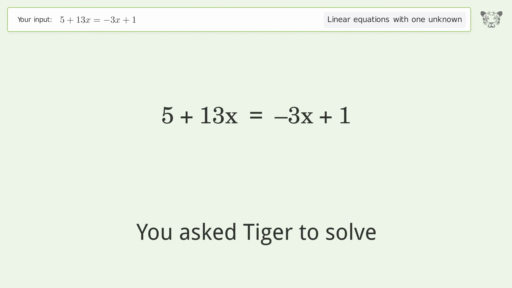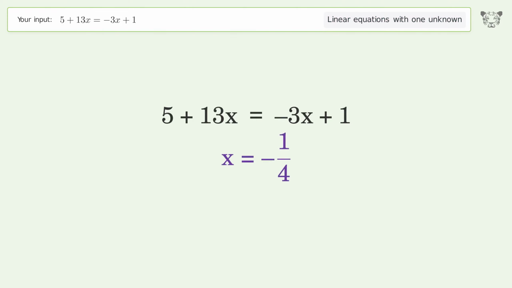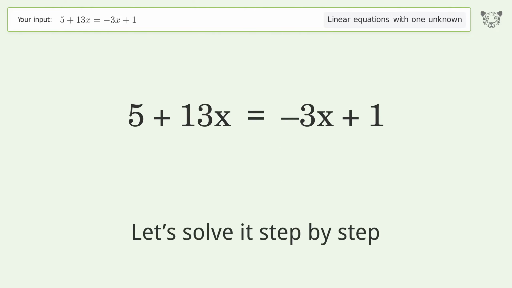You ask Tiger to solve. This deals with linear equations with one unknown. The final result is x equals negative 1 over 4. Let's solve it step by step.